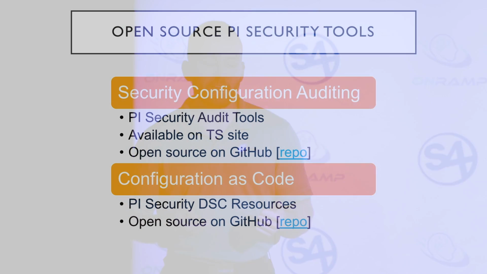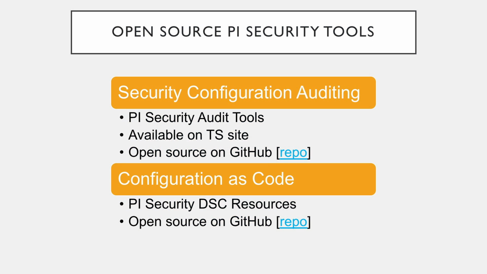So this talk isn't about IT security tools. This one is about OT tools. So first, I'm going to talk about OSIsoft's contribution in this area. We have some open source Pi security tools to look at the security of Pi systems and highlight what areas have gaps. So there's the security configuration auditing tool, the Pi security audit tools, that's available on our tech support site and is developed open source on GitHub.